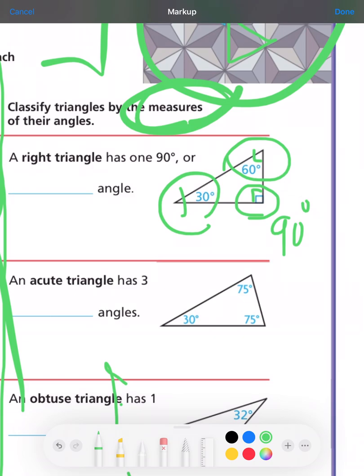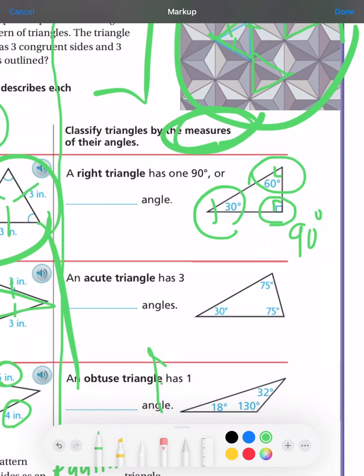So a right triangle has one 90-degree angle, or one right angle. One right angle means it's a right triangle. That's easy to remember.